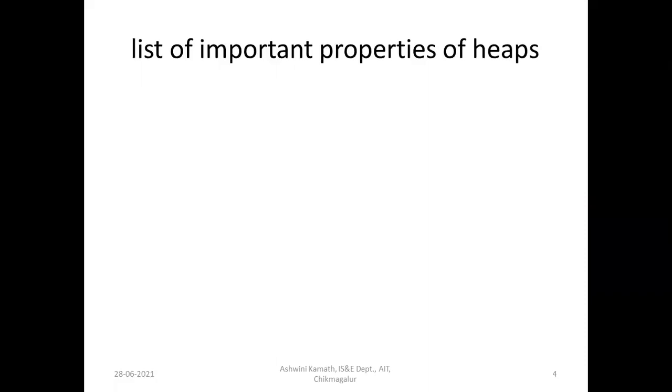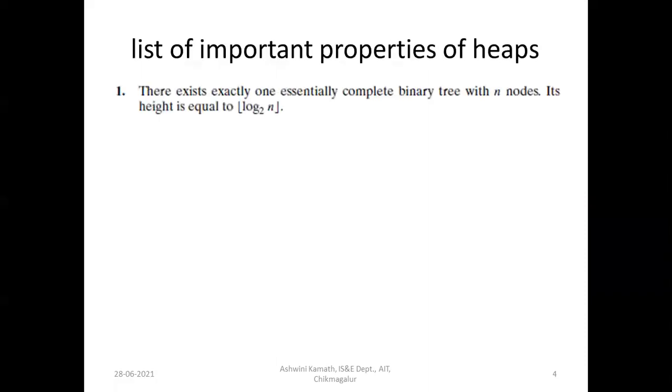List of important properties of heap. First property, there exists exactly one essentially complete binary tree with n nodes. Its height is equal to floor of log n to the base 2, where n is the number of nodes.